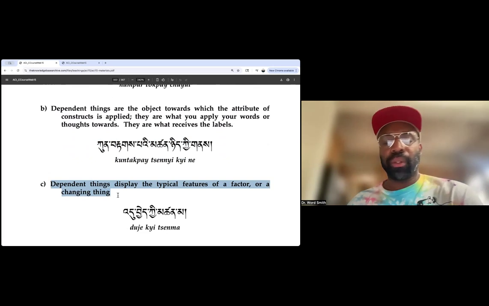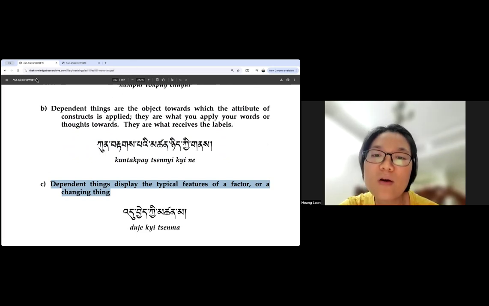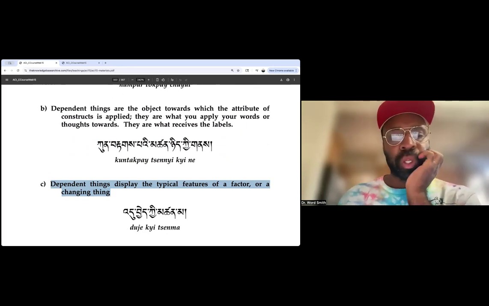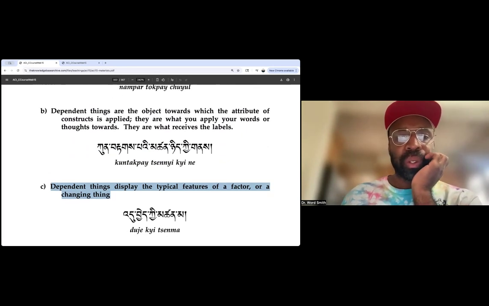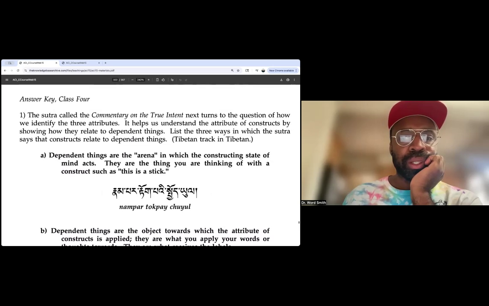All right, read this last one, Lauren. Dependent things display the typical feature of a factor or a changing thing. Yeah, that's true. This is a basis thing. I don't know what the difference is though. I don't understand how they relate in that way.